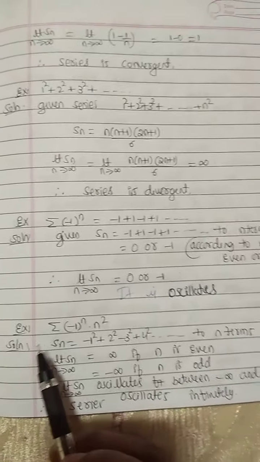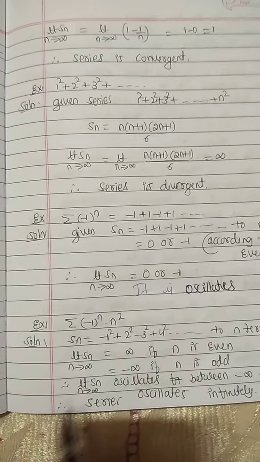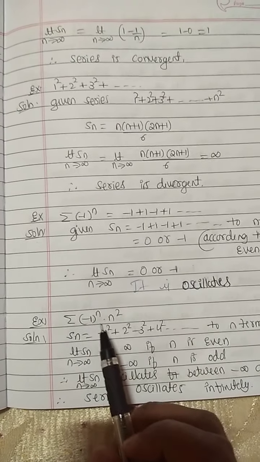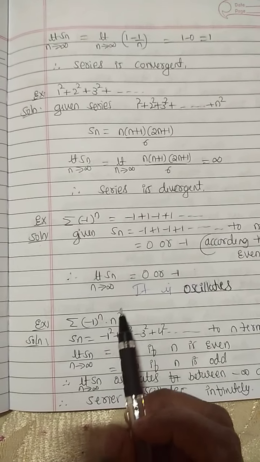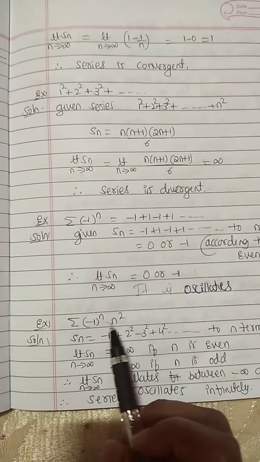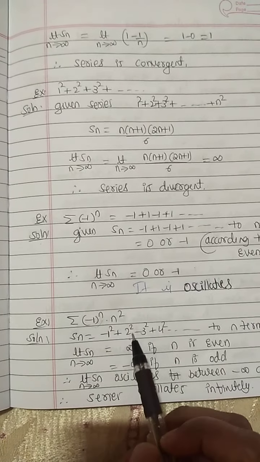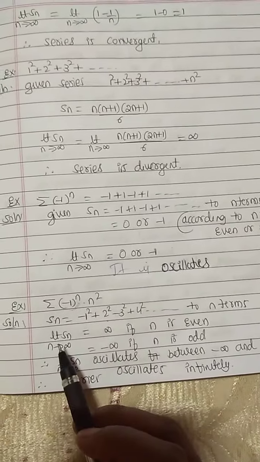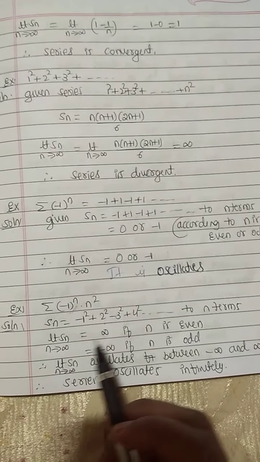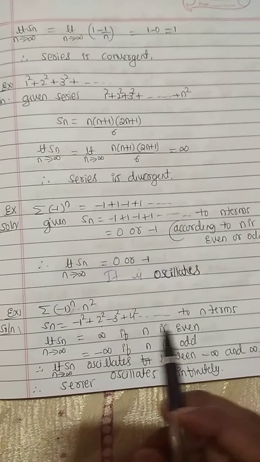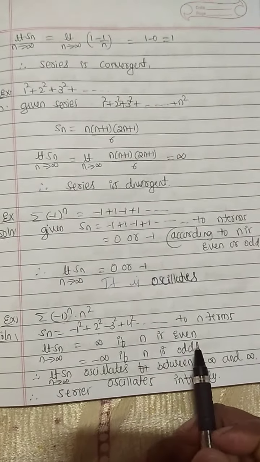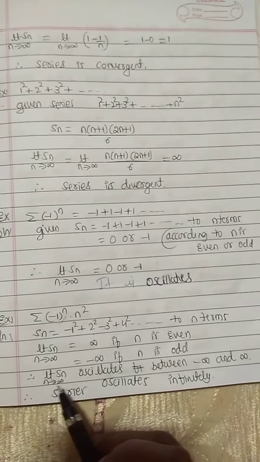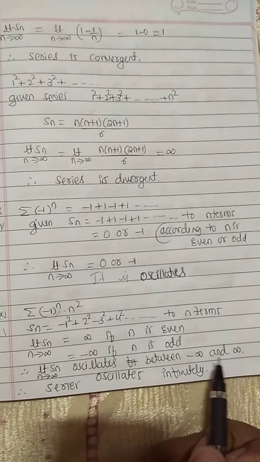Oscillates. Next example, summation of minus 1 power n square. First write Sn. If n is 1, minus 1 power 1 is minus 1, 1 square is 1, so minus 1 square. If n is 2, this becomes plus 2 square. If n is 3, this becomes minus 3 square plus 4 square and so on. Limit of Sn as n tends to infinity equals infinity if n is an even number, and minus infinity if n is an odd number. Therefore, limit of Sn oscillates between minus infinity and plus infinity. Therefore the series oscillates infinitely.